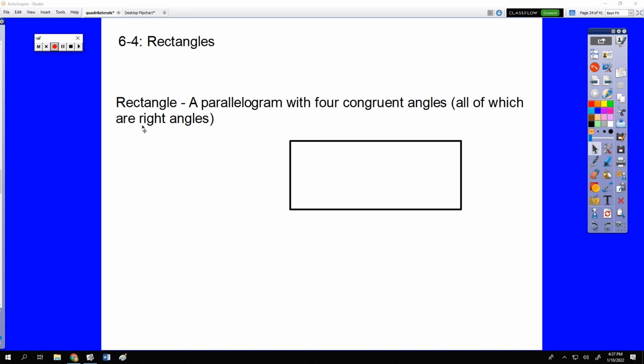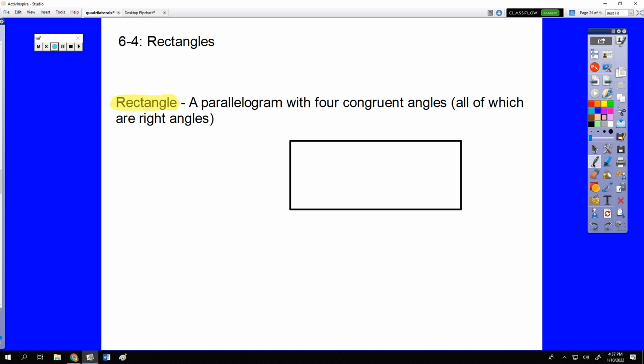These are the video notes for Chapter 6, Section 4, which is entitled Rectangles. We have spent two sections discussing parallelograms, and now we are moving on to discuss types of parallelograms. And we start with rectangles. So, a rectangle is defined as being a parallelogram, specifically, with four congruent angles.